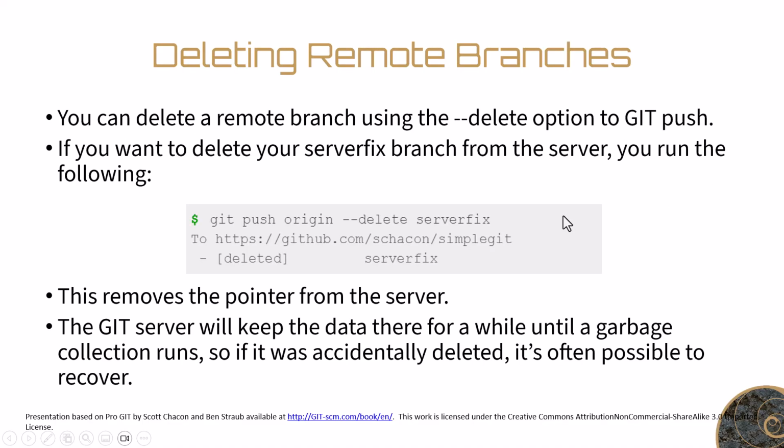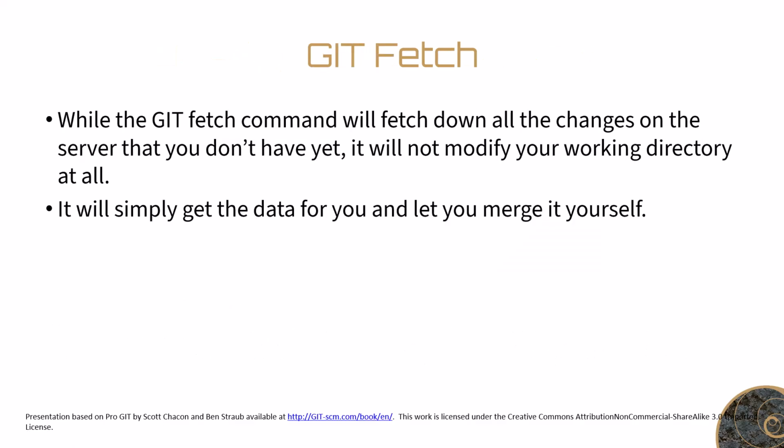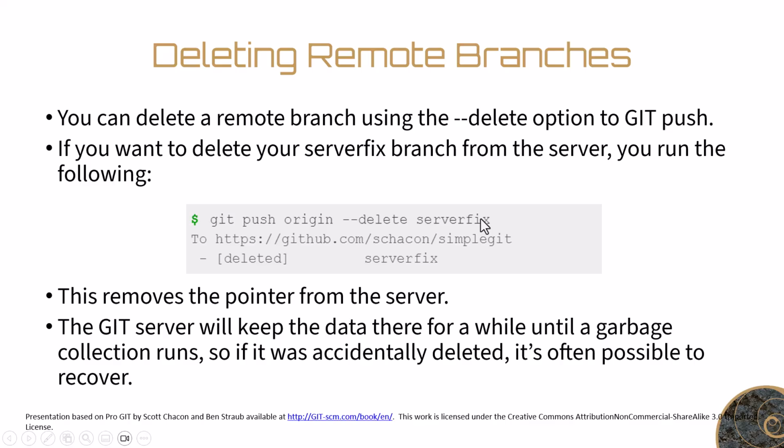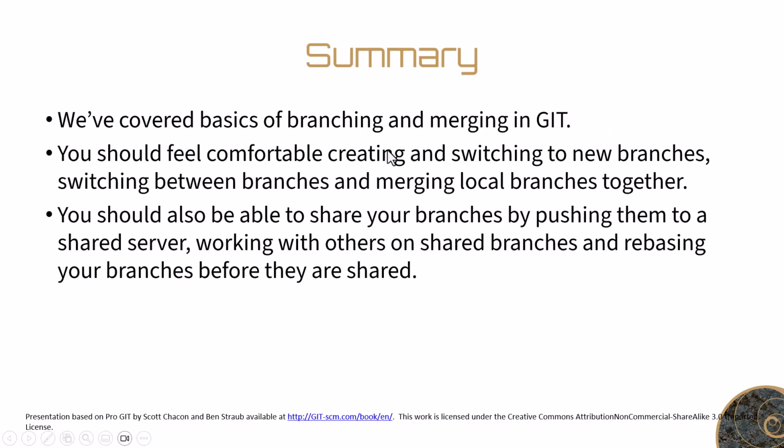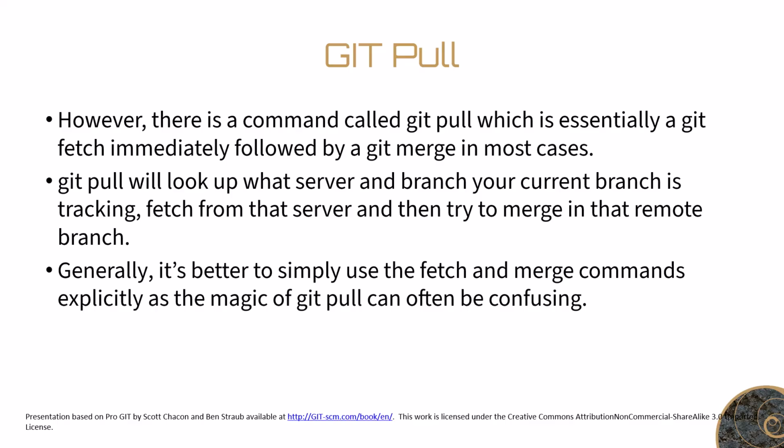You can delete remote branches by doing a push origin with the delete option, and that will delete the remote branches. You can also just go on to GitHub and delete them there. And then when you're on a different machine, you use the git pull command to bring everything down. Notice that git pull will also bring down all the history and status from the server.